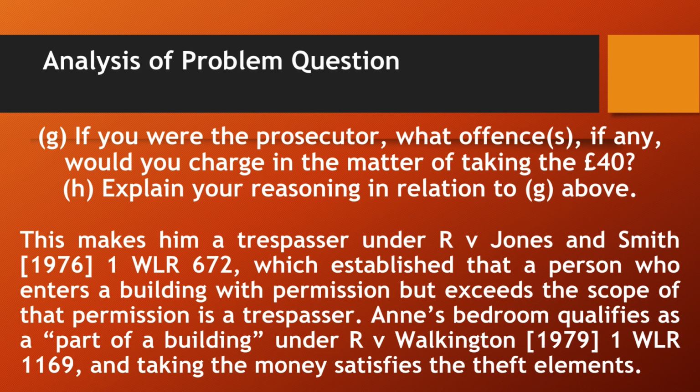Zoltan's act of taking the 40 pounds satisfied the actus reus of theft. The money was clearly Annie's property, and Zoltan took it without her consent, knowing she would not have authorized the appropriation. His belief that Annie would not notice does not negate dishonesty under Ivey v Genting Casinos (2017). By spending the money, Zoltan demonstrated his intent to permanently deprive Annie of it.